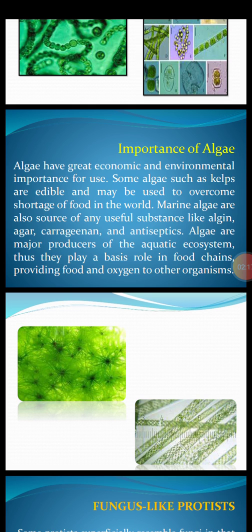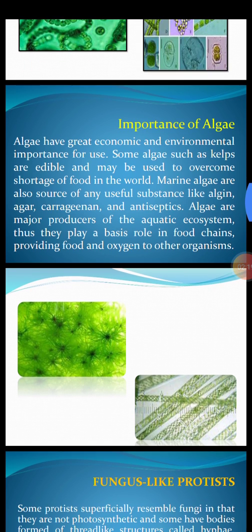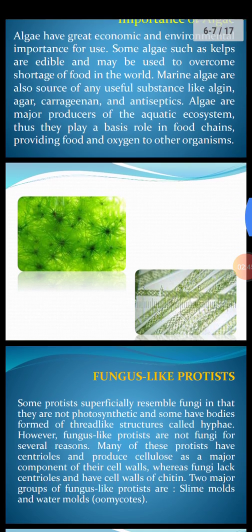Marine algae are also a source of many useful substances like algin, agar, carrageenan, and antiseptics. Algae are major producers of the aquatic ecosystem as they release oxygen and carry out photosynthesis, so they are said to be producers. Thus, they play a basic role in the food chain, providing food and oxygen to other organisms. Some images of green algae are shown.